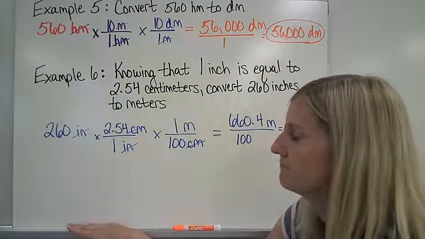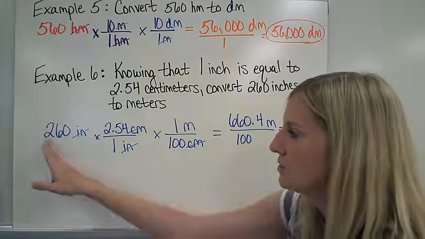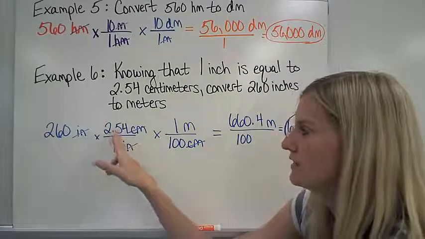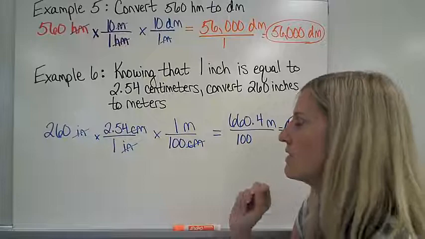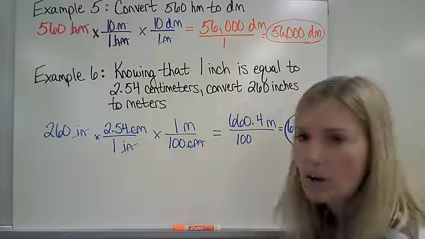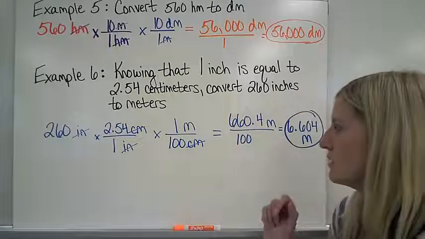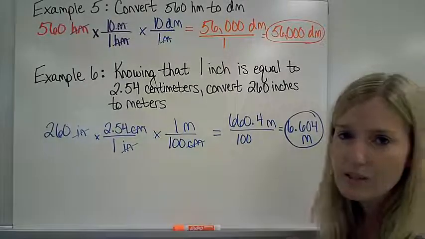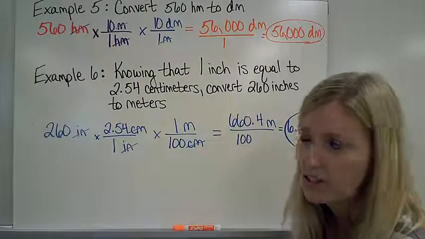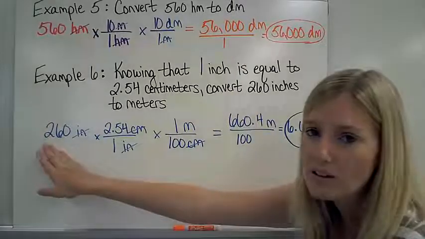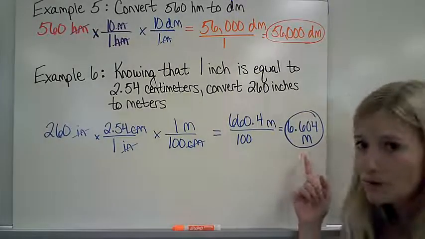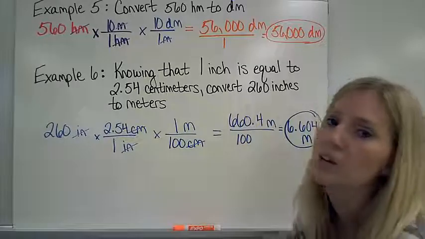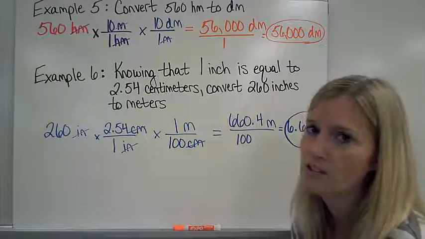So I need to multiply across the top, 260 times 2.54, and then divide it by 100, which gives me 660.4 divided by 100, which gives me 6.604 meters as my final answer. Again, 260 is what I started with. 6.604 is what I'm ending with. Moving a decimal point would not have worked in this particular situation.